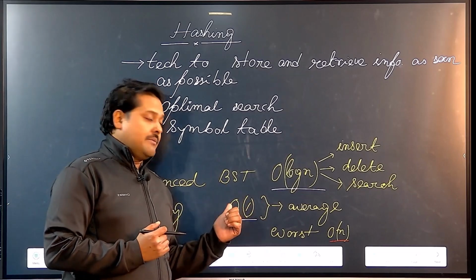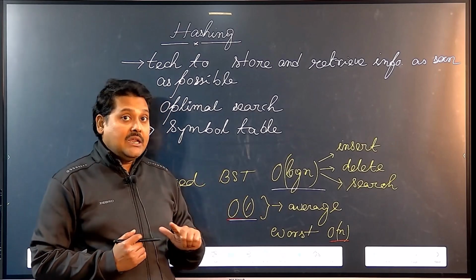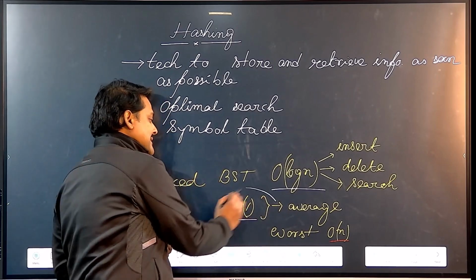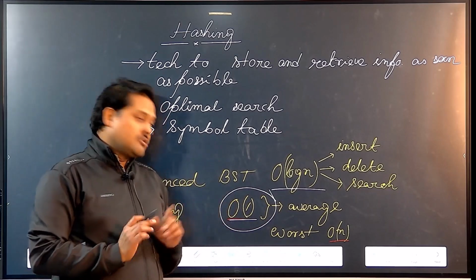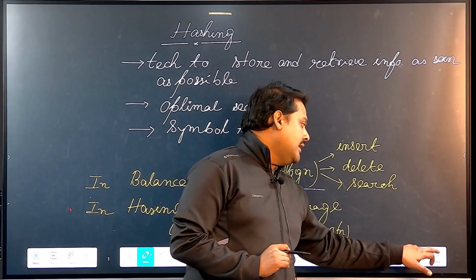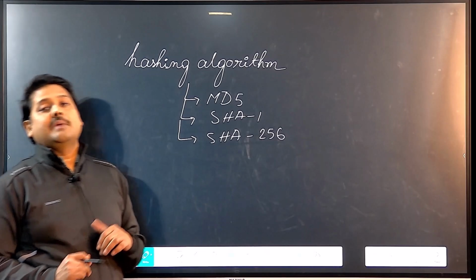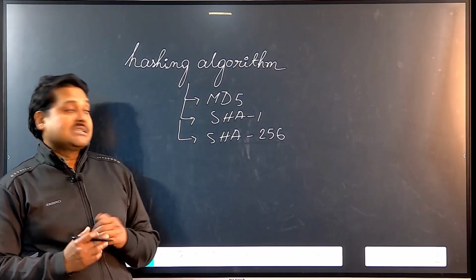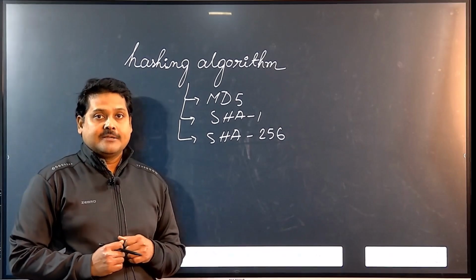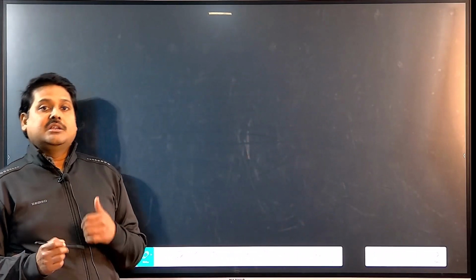In hashing, the worst case complexity is big O of n, but in average cases it always gives us the result in big O of 1 time. So, this is very popularly used. There are different hash functions used in encryption or in the security domain, like MD5 and SHA-256.